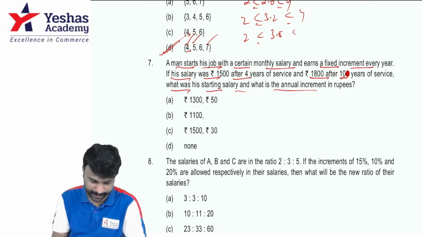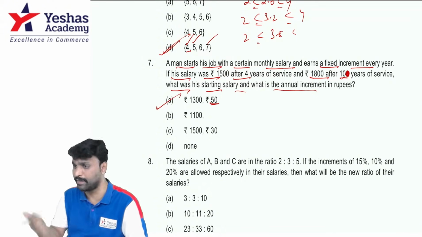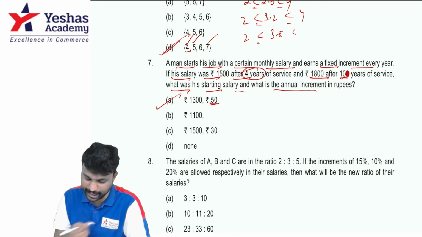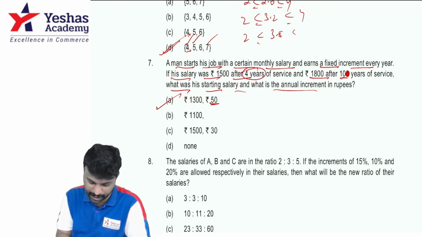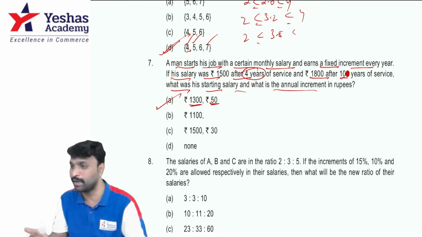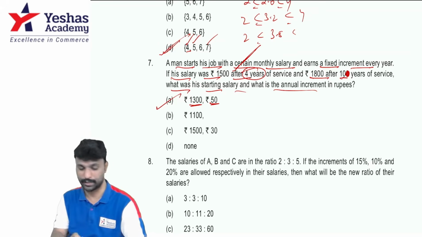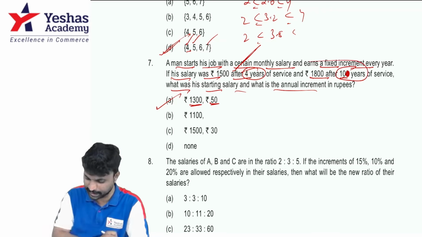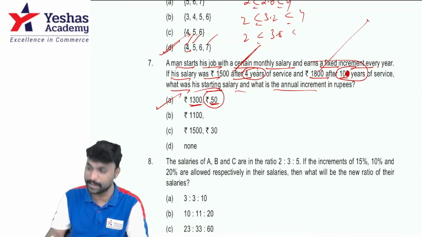So do option hitting. If I assume the starting salary as 1,300 and an increment of 50 rupees every year, for 4 years, how much total increment does he get? 50 into 4 is 200 rupees. Initial salary, if I assume 1,300, so plus 1,300, the salary at the end of 4 years will become 1,500 only. So the first condition will be satisfied. How about the second condition? 10 years they have said. So 50 rupees is the increment every year into 10. That gives you 500 plus initial salary 1,300. That fetches us 1,800 only.